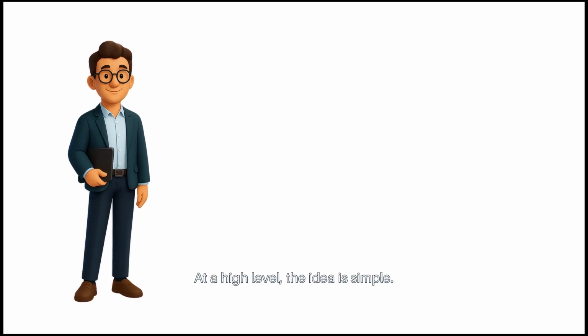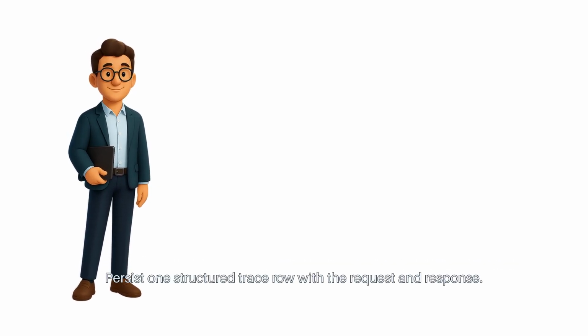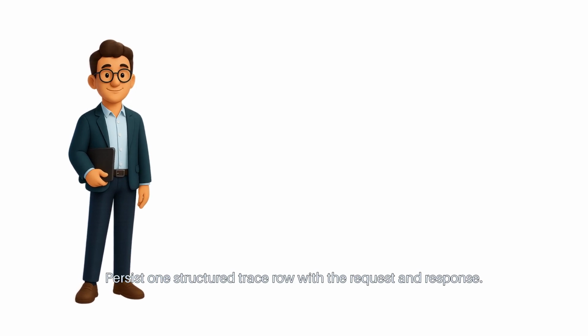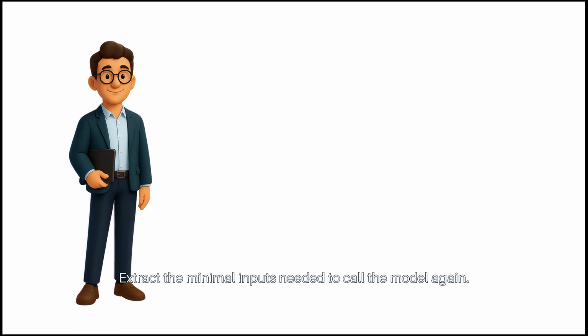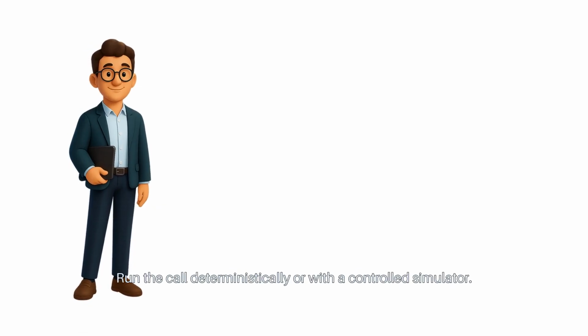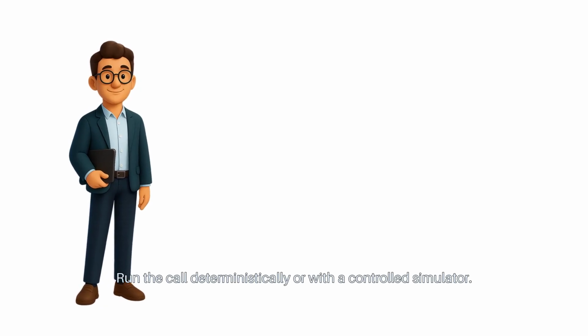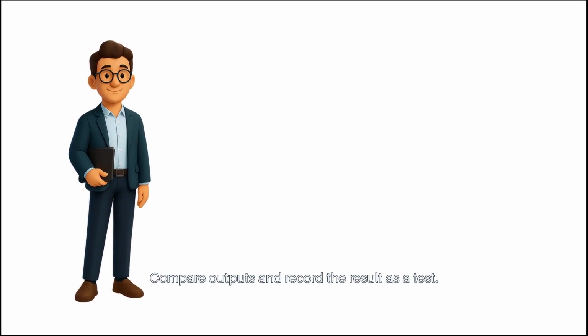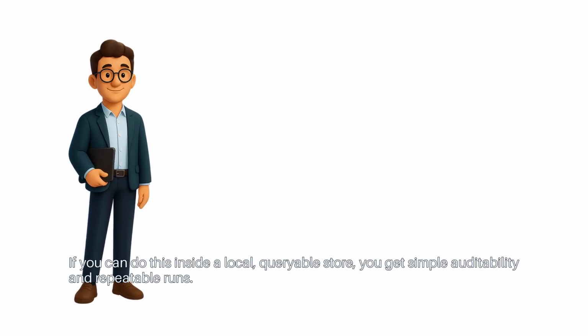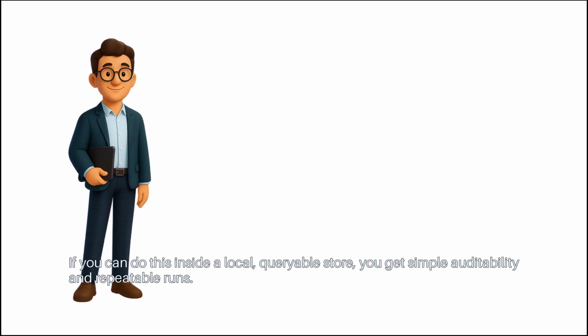At a high level, the idea is simple. Persist one structured trace row with the request and response. Extract the minimal inputs needed to call the model again. Run the call deterministically or with a controlled simulator. Compare outputs and record the result as a test. If you can do this inside a local queryable store, you get simple auditability and repeatable runs.